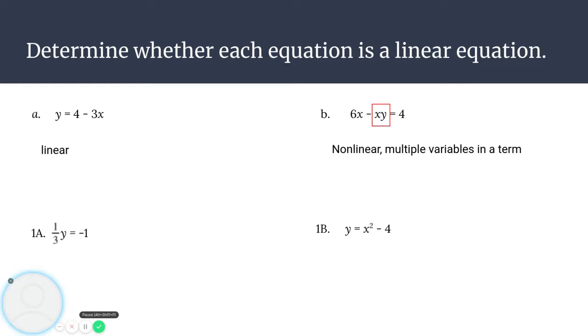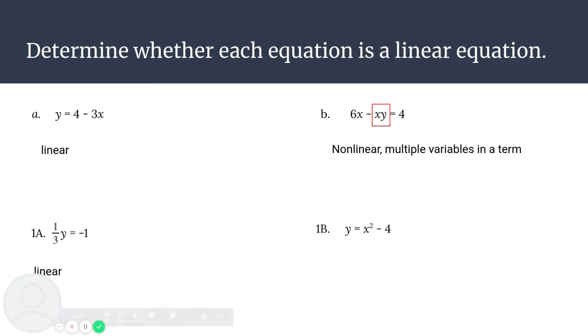All right, let's see how you did. 1/3 y equal to negative 1. There are no exponents. I do have a fraction, but it's okay to have 3 in the bottom of the denominator. The y is outside of the fraction bar, so that is okay. And last, I don't have multiple variables in a term, so this would be a linear equation.